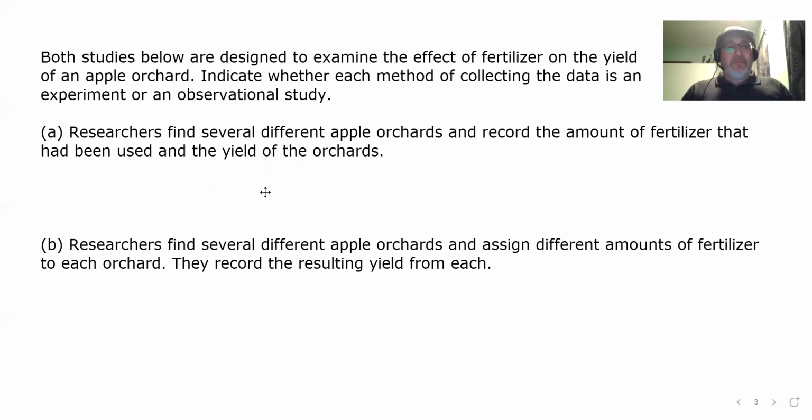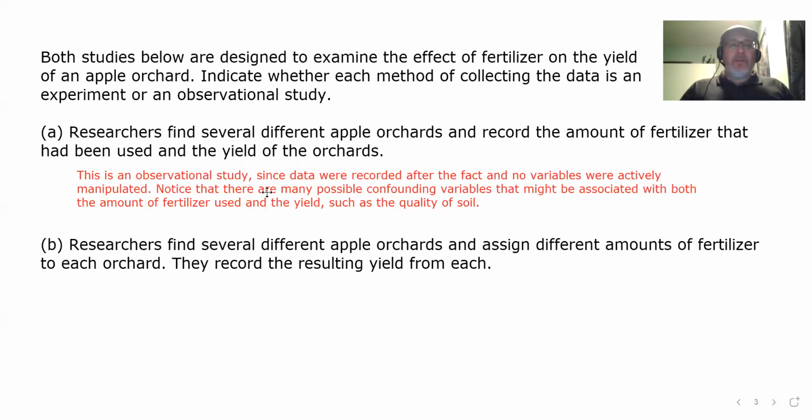Let's see. This is an observational study, since data were recorded after the fact and no variables were actively manipulated. Notice that there are many possible confounding variables that might be associated with both the amount of fertilizer and the yield, such as the quality of soil or the time of year.